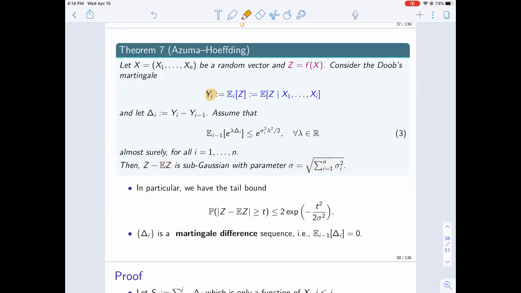Okay, does this make sense? The result is fairly general and very interesting, but this condition is also quite strong.